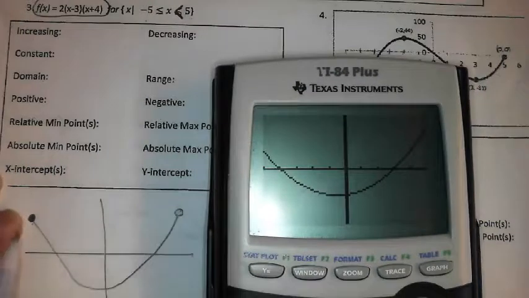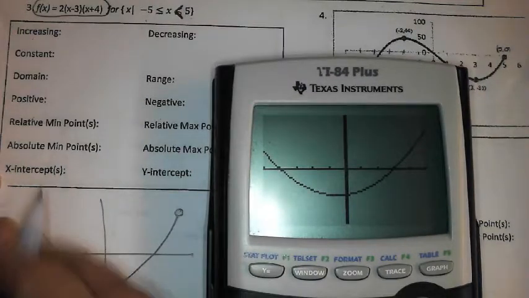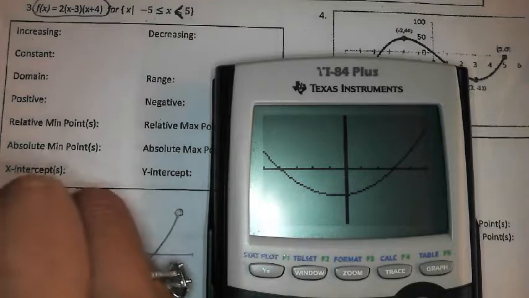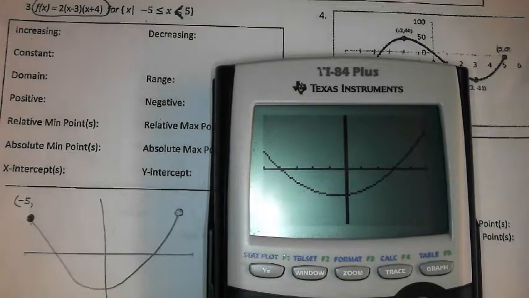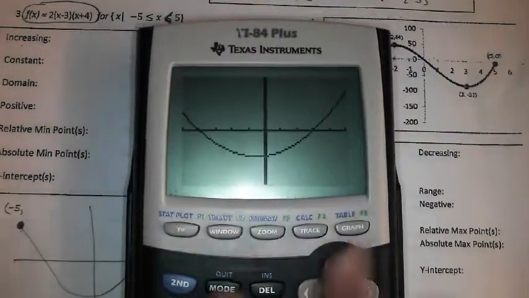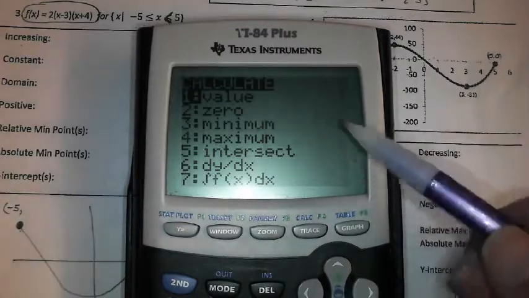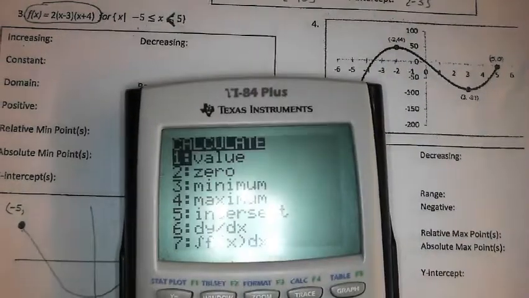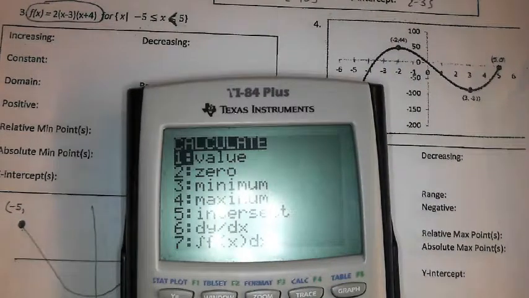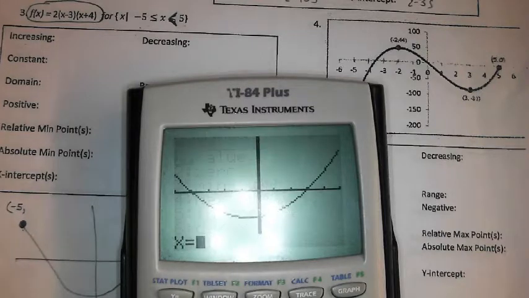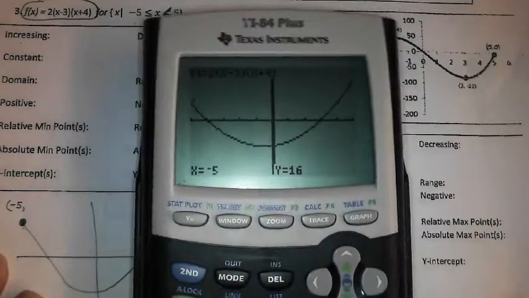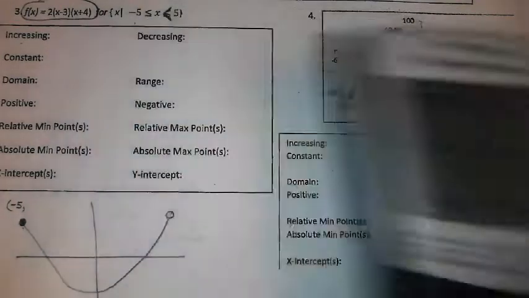So how do I find out the coordinates here? I know it's -5 something. -5 what? Do you remember what on the trace menu I could do to figure out what pairs with an x value of -5? Nope, zeros are going to give me x-intercepts. Value. And I can type in -5, enter, and it tells me it's -5, 16.